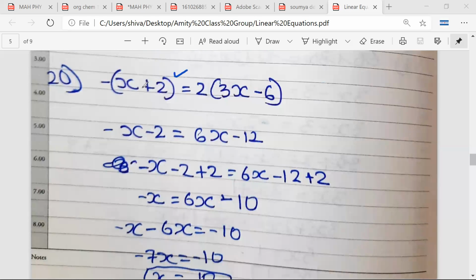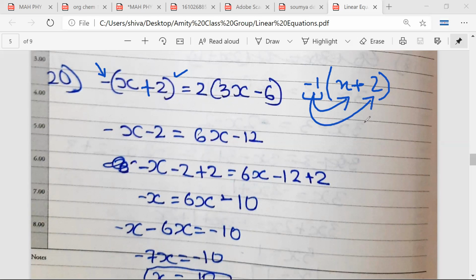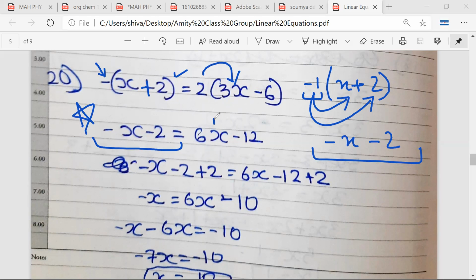Now, another way to look at this is, of course, you are clear, but Mr. Satya, if there is a minus outside, you can look at this minus as minus 1. So basically you are multiplying minus 1 with x and minus 1 with 2. And that is why this is equal to minus x minus 2. Mr. Satya, any doubt? No, sir. Then 2 into 3x is equal to 6x and 2 into minus 6 is equal to minus 12. Shabash. Nice.